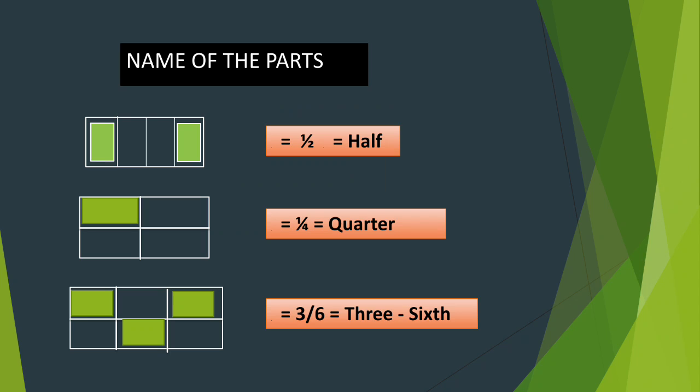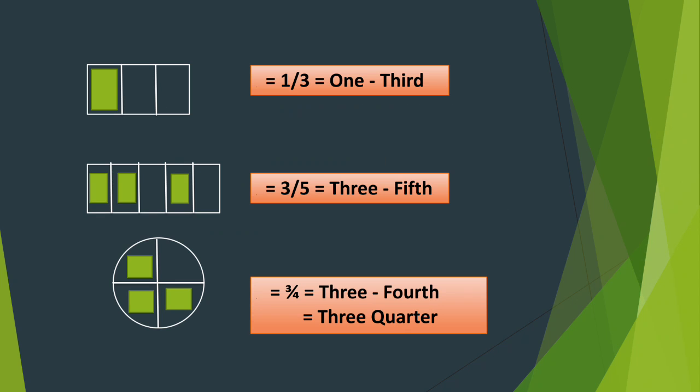Next one, total 6 parts, green color 3. So we can write 6 total and 3, that is 3 by 6. In the names we can say 3 sixth. Next one, total parts 3 and green colored 1. So 1 by total 3 parts. In the names, 1 third.